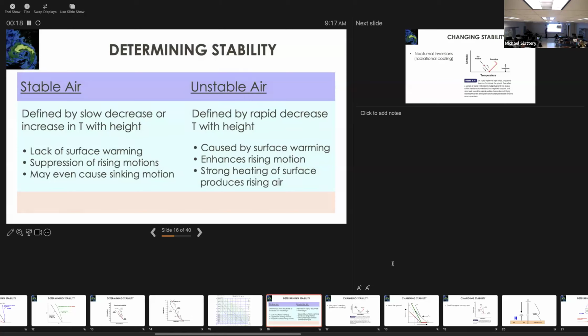So stable air, right? Stable air is generally sinking, suppression of rising motions, lack of surface warming, right? Air stability in a high pressure where your air is slowly sinking, that's generally stable air. Low pressure where your air is rising quickly, that's unstable air, right? So it's defined by a rapid change in temperature with height. Okay, we'll get to this caused by surface warming next week. I know we haven't even touched the triggers yet, right? This is all just looking at, here's the environment. What's that parcel doing relative to the environment?